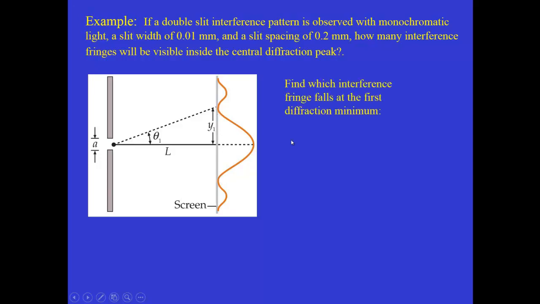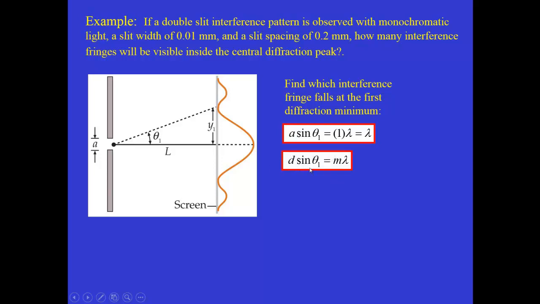How do we attack the problem? First, we use our equations for the location of the minima in the single slit pattern and the maxima in the double slit pattern to find out which interference fringe falls at the first diffraction minimum indicated in the sketch. And that's easy because here's the equation for the first minimum in the diffraction pattern: a sine theta 1 is equal to lambda. That gives us the condition for this angle theta 1.